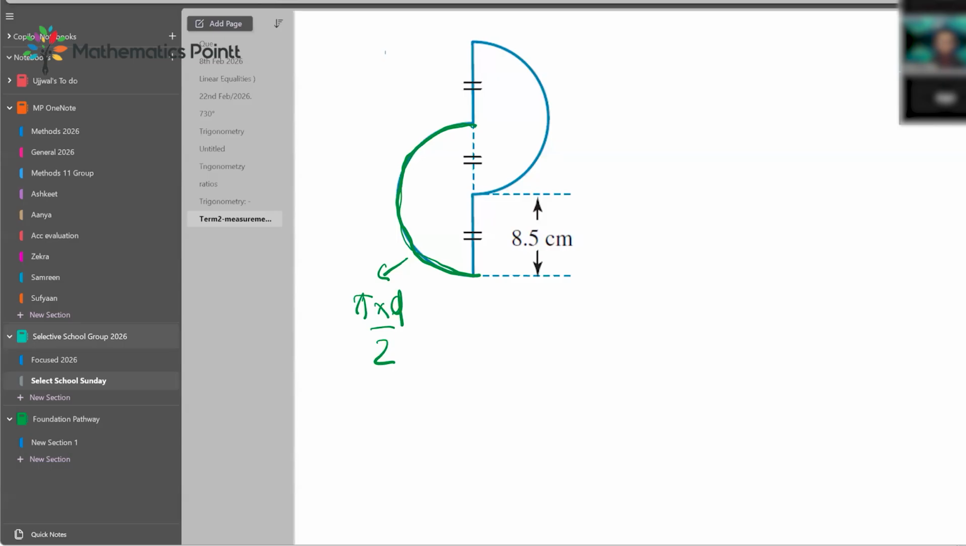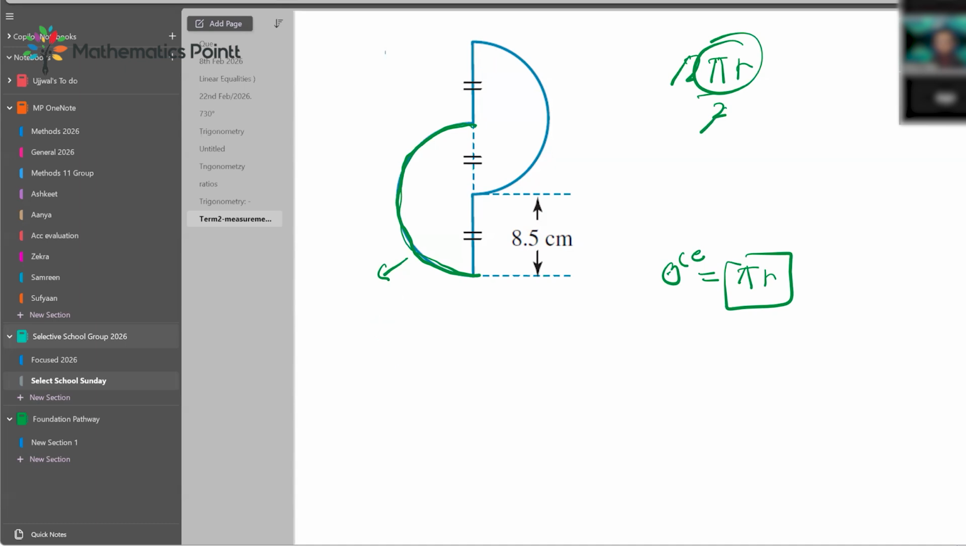Semicircle, the best way to find the circumference of a semicircle is pi r, because the full circumference is 2 pi r. If I'm finding the circumference of a semicircle, it's divided by 2, which means pi r. So rather than saying pi d by 2 and making it more complex, I simply say this is pi r, and I know the radius as well. So this is nothing but 8.5 pi.